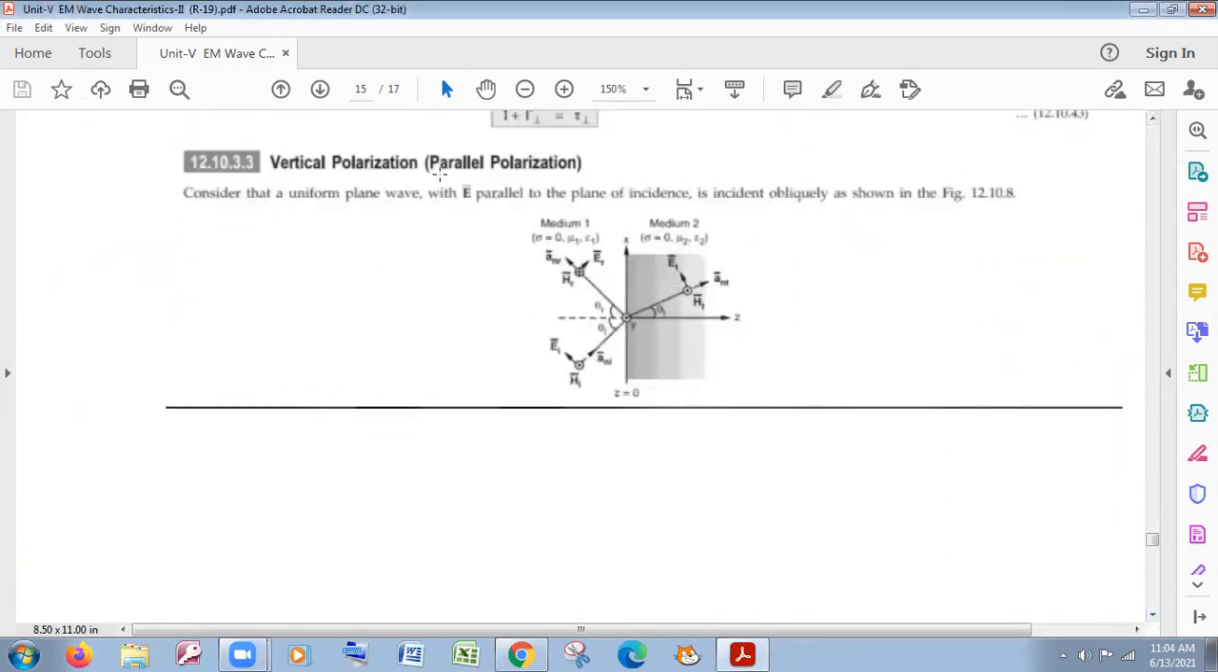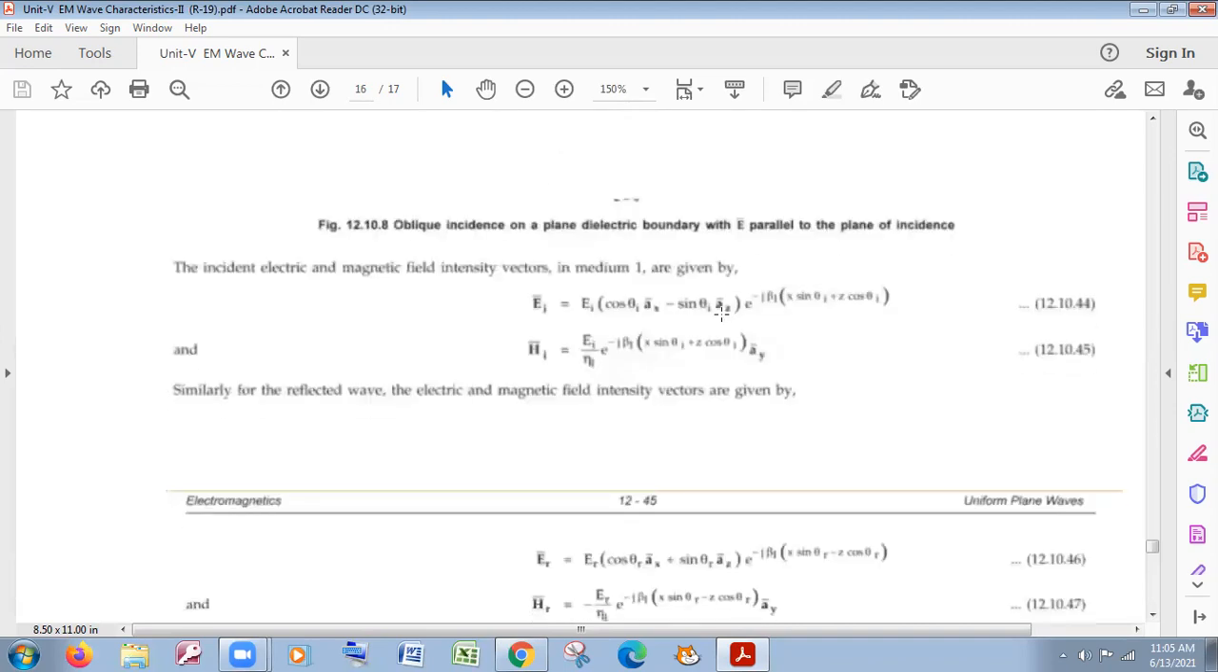that is vertical polarization, or parallel polarization. Why is it parallel polarization? You consider the uniform plane wave with the E bar parallel to the plane of incidence. Previously, in the horizontal polarization, the E bar is perpendicular to the plane of incidence. With the plane of incidence obliquely, when the E bar is parallel, we call it parallel polarization. When the E bar is perpendicular to the plane of incidence, that is perpendicular polarization, or H polarization, horizontal polarization. Vertical polarization is also called H polarization.